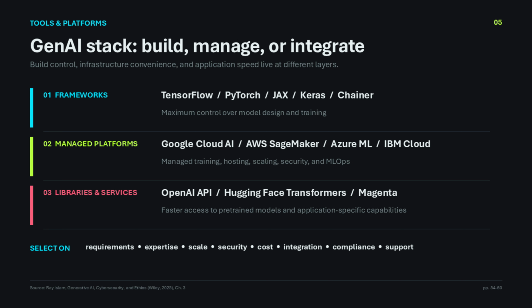Managed platforms, Google Cloud AI, AWS SageMaker, Azure Machine Learning, and IBM Cloud handle more of the infrastructure. They help with training, hosting, scaling, security, and MLOps. Then we have libraries and services, such as the OpenAI API, Hugging Face Transformers, and Magenta. These can dramatically speed up application development by providing pre-trained or specialized capabilities.